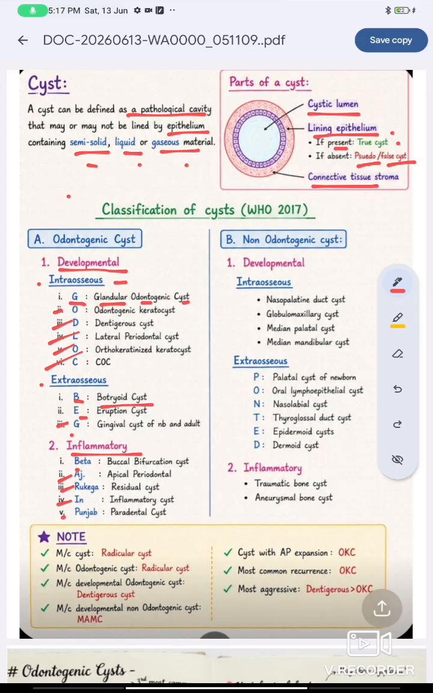paradental cyst. Coming to the non-odontogenic cysts, they can again be classified as developmental and inflammatory. The developmental intraosseous ones include nasopalatine duct cyst, globulomaxillary cyst, median palatine cyst, and median mandibular cyst. They can be remembered by the mnemonic NAGMA.